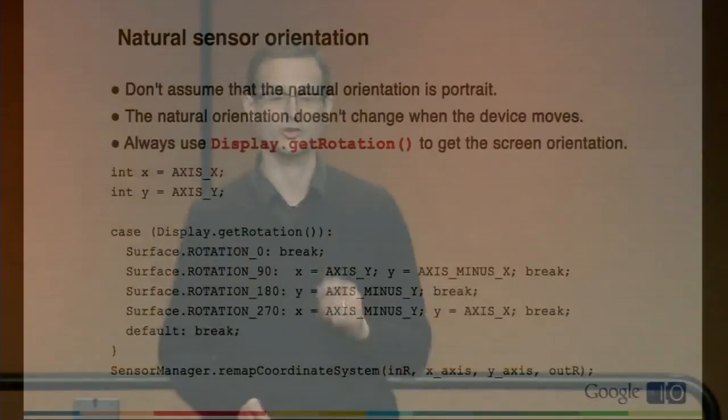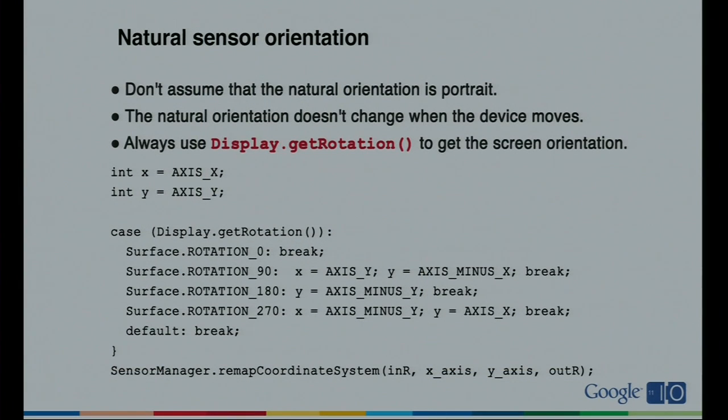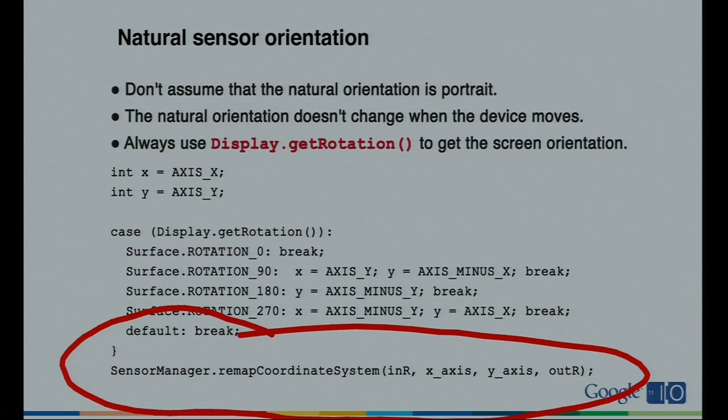It's actually really easy to get this right. You call get rotation on the display object. That's going to tell you to the nearest 90 degrees what the actual orientation is. And then you can simply remap the coordinate system on the sensor manager so that it's always zeroed out. So if you are locking the device to landscape for gameplay, something like that, assume it's at 0, check using the display get rotation, and then remap the coordinate systems accordingly.